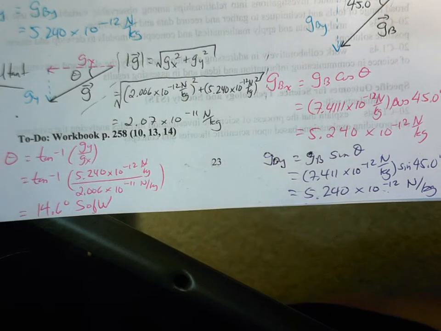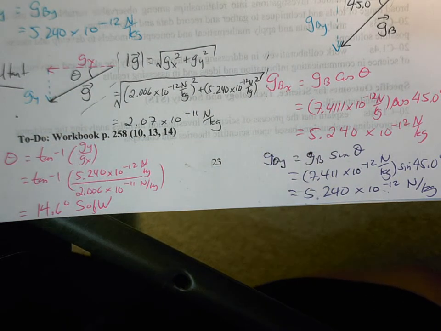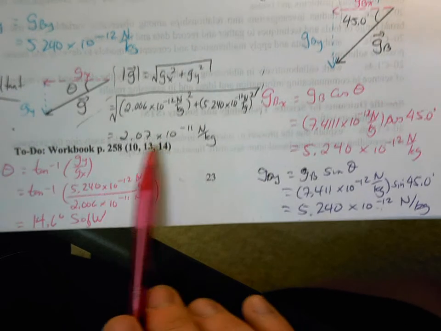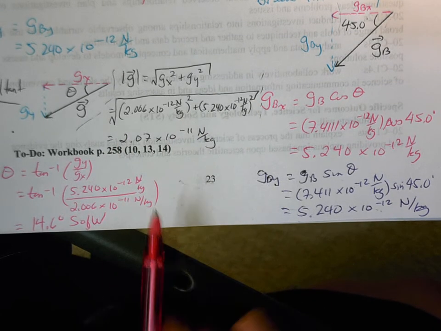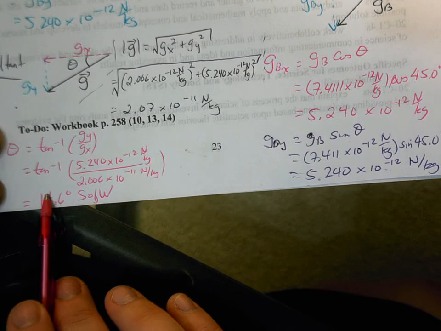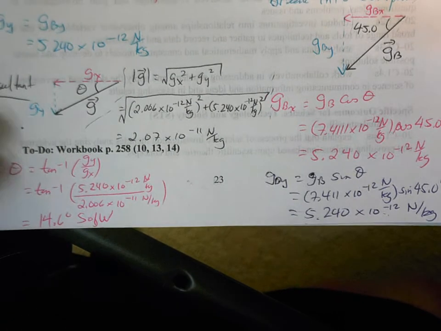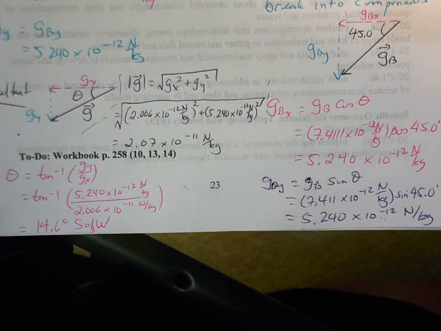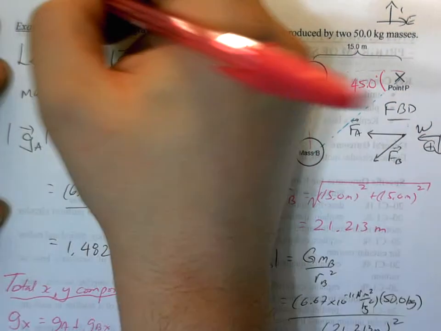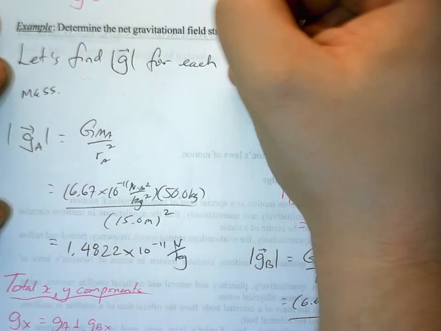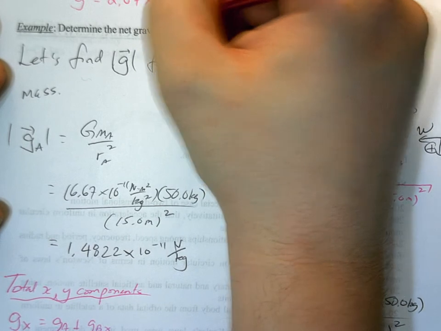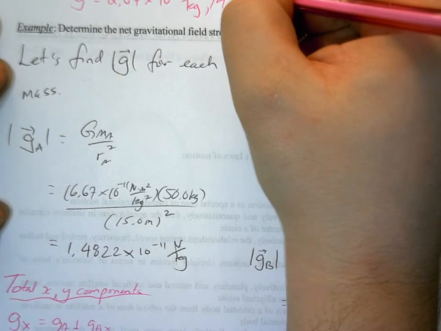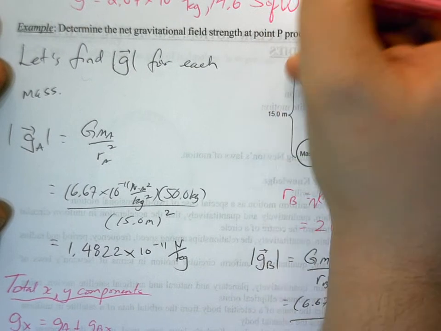So we did a lot of work, but we managed to get it all in there. So I have my net gravitational field strength magnitude of 2.07 times 10 to the minus 11 newtons per kilo. And then I have the angle, it's acting at an angle of 14.6 degrees south of west. So last thing I like to do, I like to put this all together. I don't really have any space down here, so I guess I'm just going to combine them up here. So we can say that the net gravitational field strength is 2.07 times 10 to the minus 11 newtons per kilo. And then this is acting at an angle of 14.6 degrees south of west.